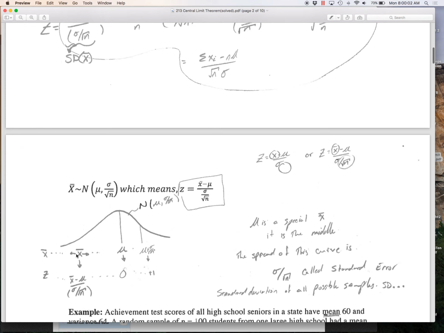So no matter what, you can transform an x bar into a z-score, just as we transformed x's into z's. There's just a little bit of a difference. Instead of x, it's x bar. Instead of dividing by sigma, we divide by sigma over root n. That's the only difference. And then you can convert any x bar into a z-score.